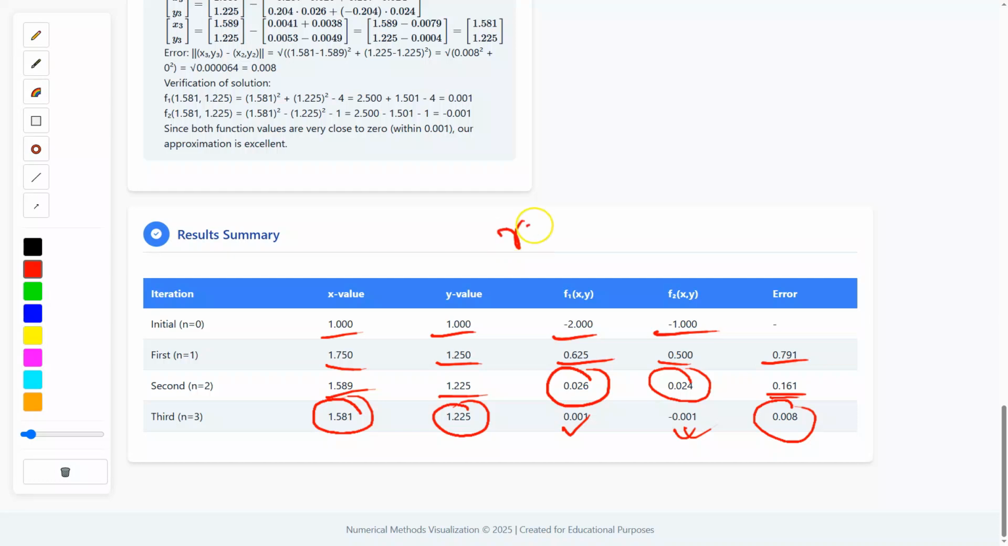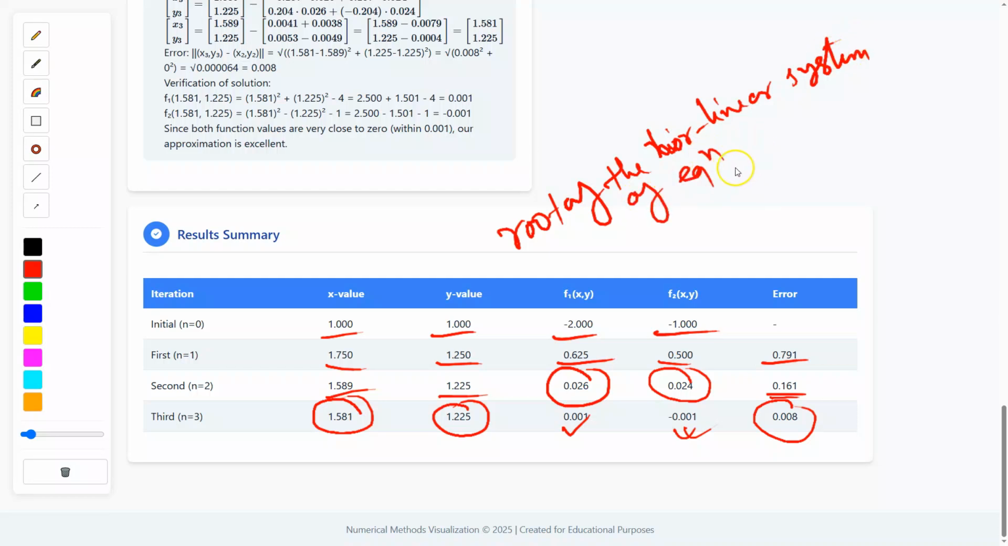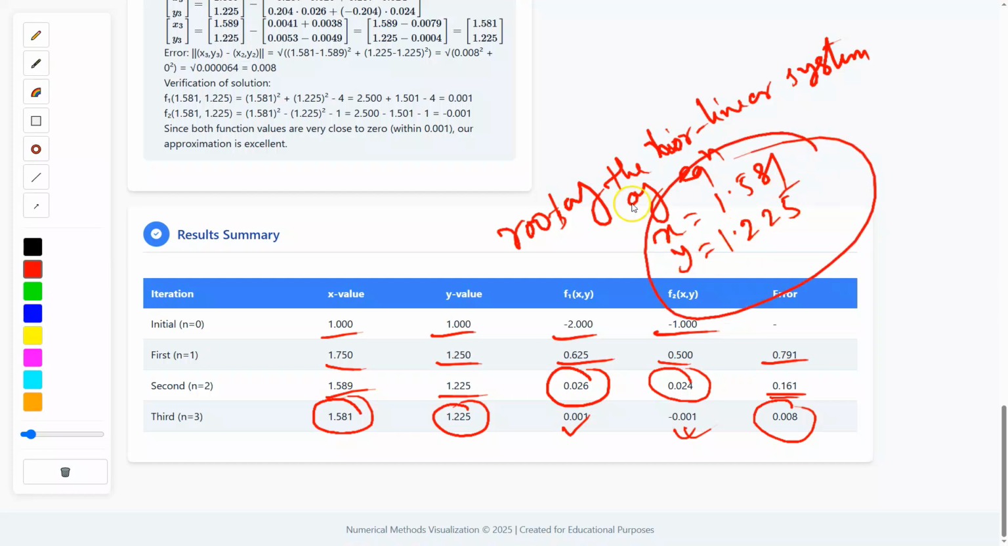So the root of the nonlinear system of equations, the roots are x equal to 1.581 and y is nothing but 1.225. That's it. Thank you.